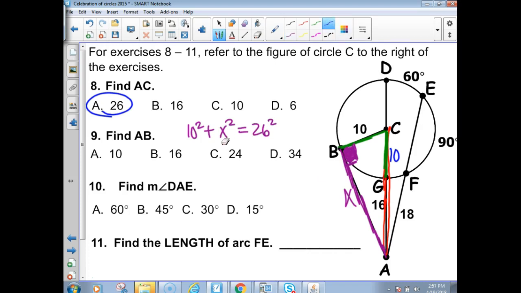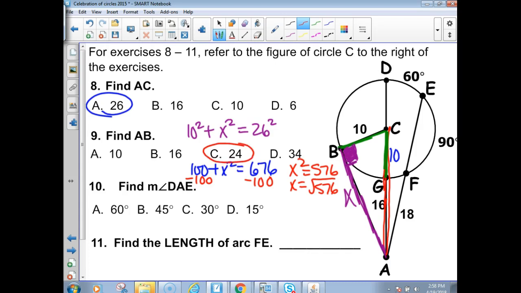You don't add, you subtract. Because this is 100, you're going to need to subtract 100 from the square of 26 when you do 26 squared. So I'll write it out. That's 100 plus X squared equals 26 squared, what is that? 676. Okay, and then you subtract 100 from both sides. And then the last step is to take the square root. So you take the square root of 576 and you find out it's 24.